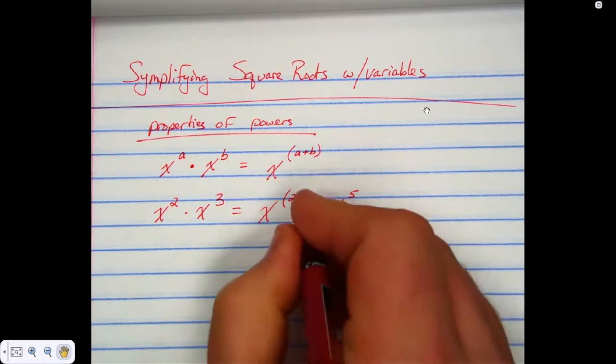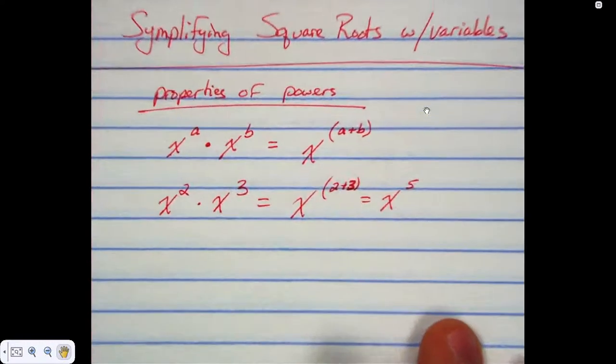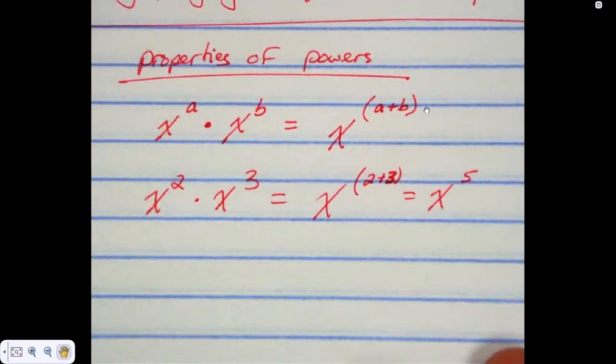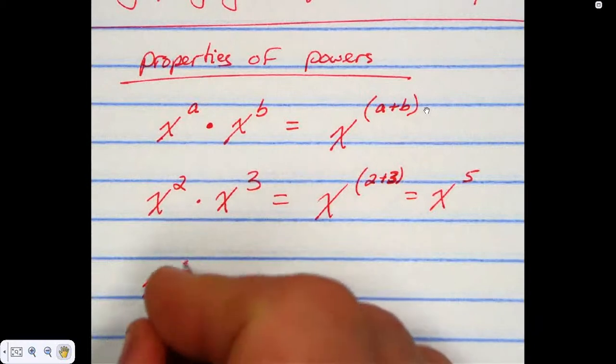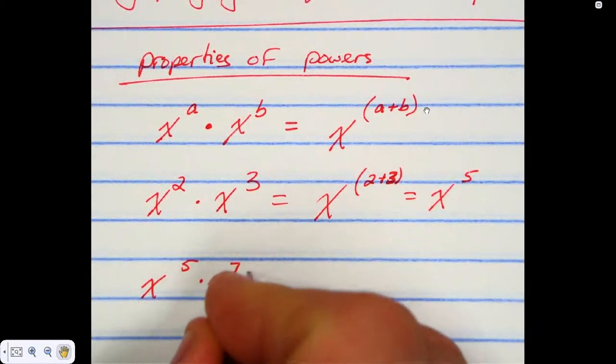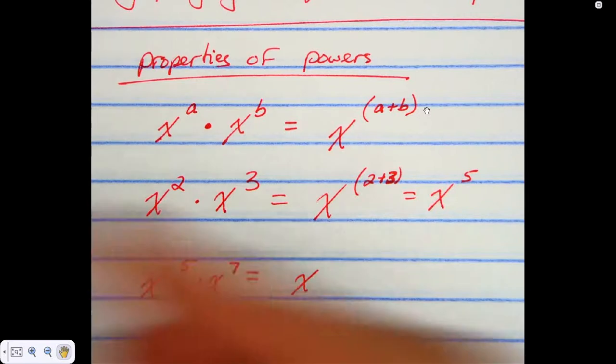This is 2 plus 3. Basically, any time, what would the answer be here? X to the what power? X to the 12th.